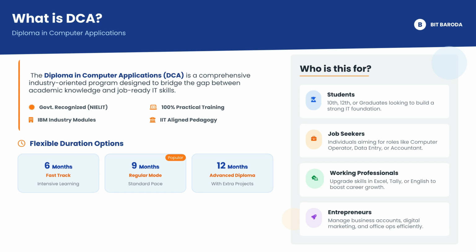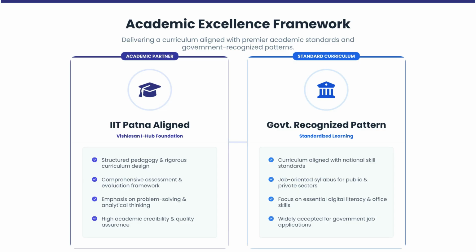It offers flexible durations, fast track in 6 months, regular mode in 9 months, or an advanced diploma in 12 months with extra projects. Our academic excellence framework ensures the curriculum aligns with premier standards and government-recognized patterns. We are IIT Patna aligned, focusing on rigorous pedagogy, comprehensive assessment, and job-oriented skills for public and private sectors.